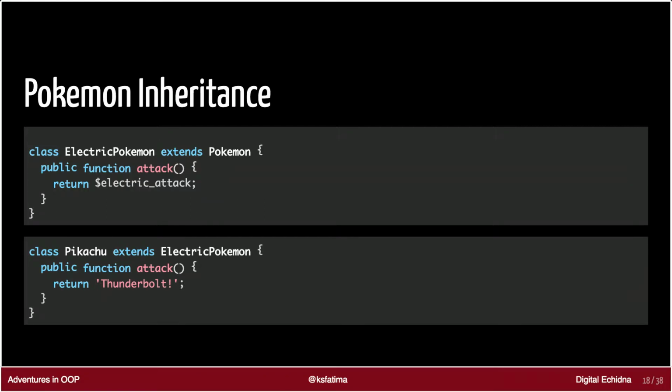So in this example, you can see how all of our Pokemon can have the ability to attack, but you can go deeper as you extend these classes, and you can get more specific as you go down that child tree.